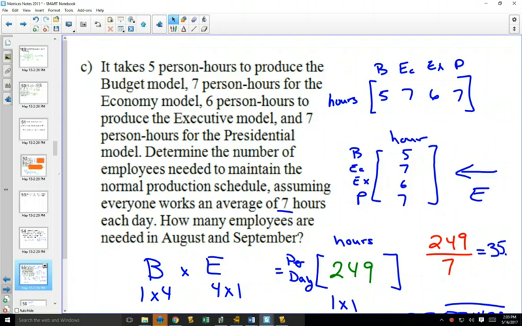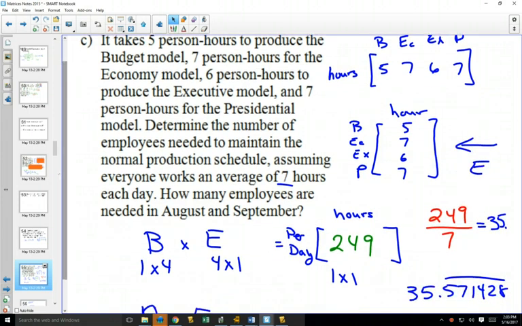So again, we've got to make a decision how we're going to set up our matrix here. Because we know how many person hours it takes for each of these. So I could make that matrix either as a row matrix or as a column matrix. But if I want to figure out how many employees, or how many hours is needed per day, can you see that you're going to need to make your column matrix right here?